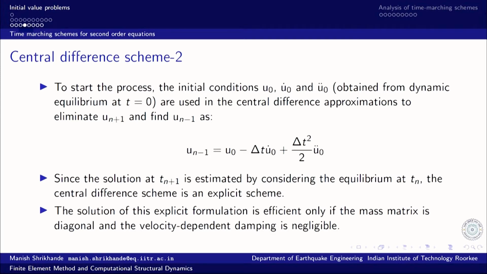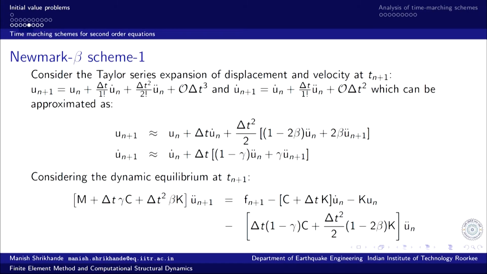So, the solution of this explicit formulation is efficient only if the mass matrix is diagonal and the velocity dependent damping is negligible. So, next in the scheme of things is a very popular family of methods that are now popularly known as the Newmark beta scheme, and these can be derived. There are several ways to derive these techniques. The Newmark beta scheme can be derived using finite difference approximation, and it can also be derived using Taylor series approximation.